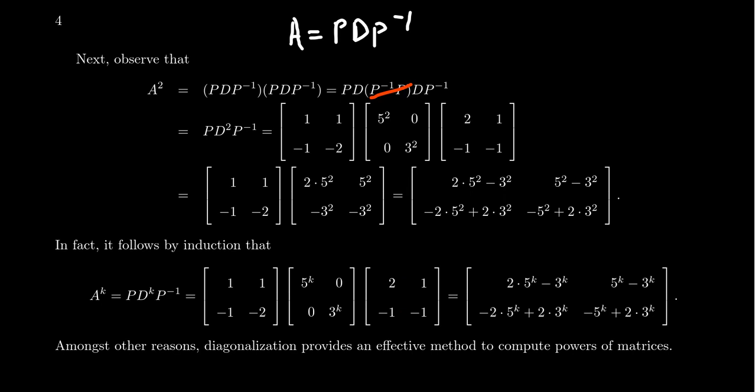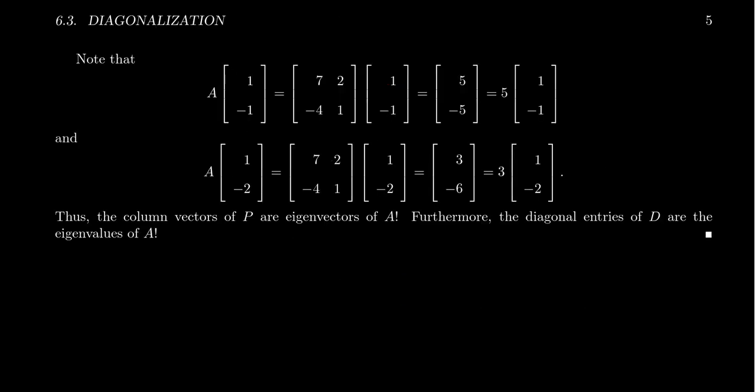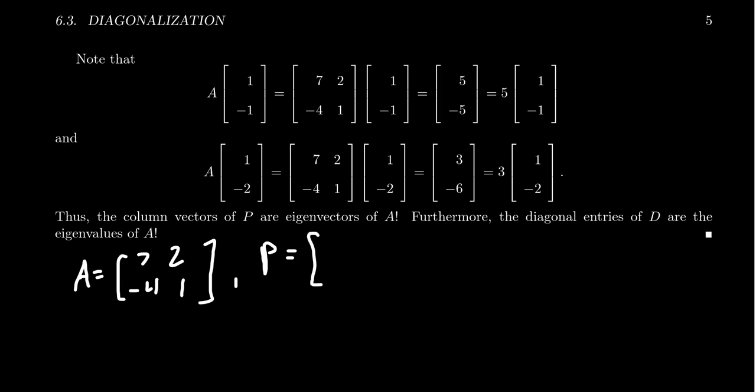So this is just sort of a numerical benefit. There are other benefits, both computational and theoretical, of diagonalizations. But let's explore a little bit how one would find a diagonalization of a matrix. I want you to notice the following observations. We had our original matrix A, which, if you forgot it already, maybe because you saw a butterfly fly in front of your screen, was the matrix 7, 2, negative 4, 1. The matrix P, remember, was the matrix 1, 1, negative 1, negative 2.